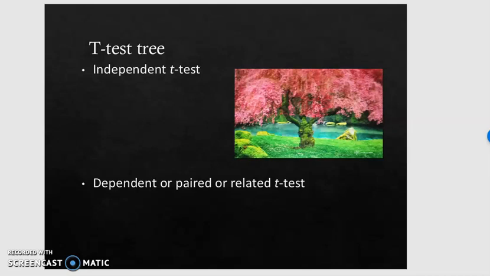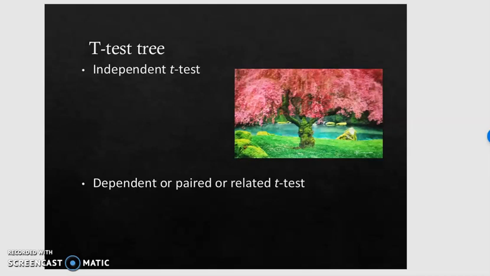Your dependent, paired, or related t-test is when you have a within subjects design. So in this case, with the T for 2, my two groups, each participant is in both groups. So it's that pre, post, before, after, baseline. Then I'm going to give you an experiment, an intervention, a drug, and then I'm going to measure you post after that. So that's our tree with t-tests.